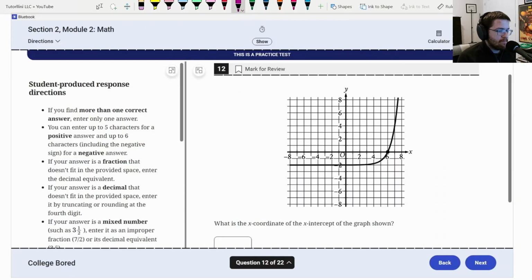Okay, question 12. The question wants us to find the x-intercept. That's where the graph crosses the x-axis, which is right here. I read the graph, and that is at 6, 0. And the question wants the x-coordinate, and the x-coordinate is 6.